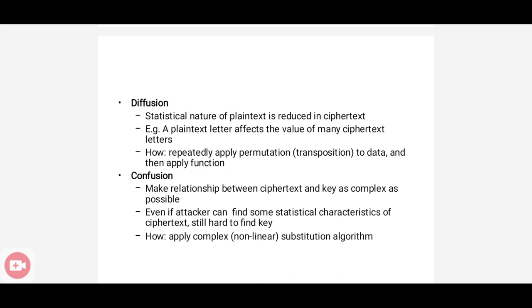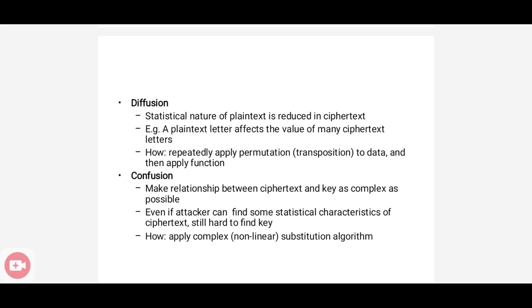That means it is the statistical relationship between the plain text as well as the cipher text. But confusion means here we are making a relationship between cipher text and the key as complex as possible. So even if the attacker finds some statistical characteristics of the cipher with the plain text, it is hard to find the key. So here complex substitution procedures are applied to get the confusion concept. Clear?